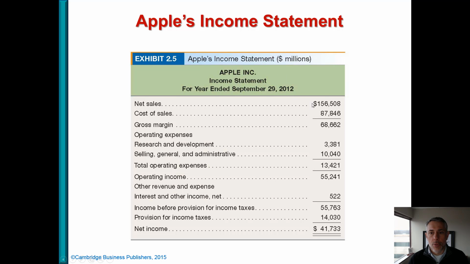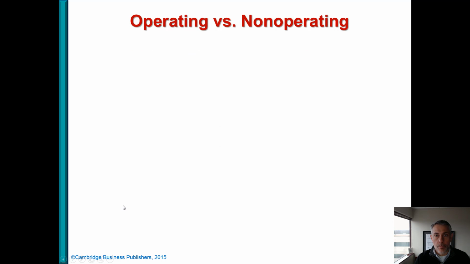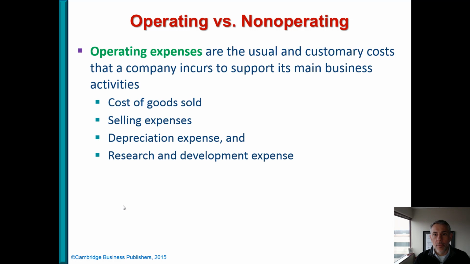We see that in 2012 they generated $156 billion of sales. That cost $87 billion to generate for a gross margin of $68 billion. That brought us down to operating expense, from which we subtracted research and development, selling, general and administrative expenses that weren't directly attributable to the product. We get total operating expenses and then operating income, from which we subtract interest and taxes and record net income. So, operating versus non-operating.